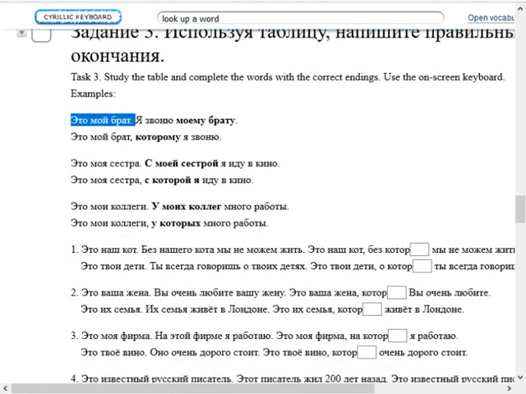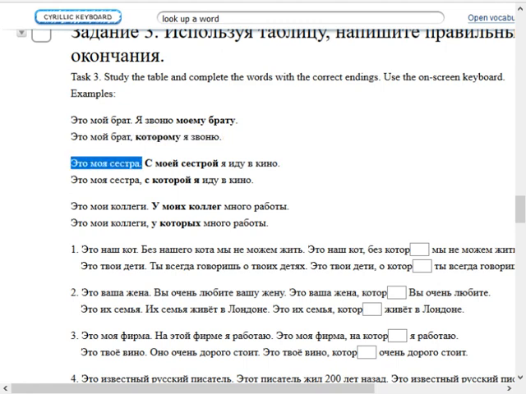Это мой брат, я звоню моему брату. So this is my brother, I call. Звоню is call, right? I believe that's I call my brother. Yeah, so I call my brother. And then this line says, this is my brother whom I am calling, or which I am calling.